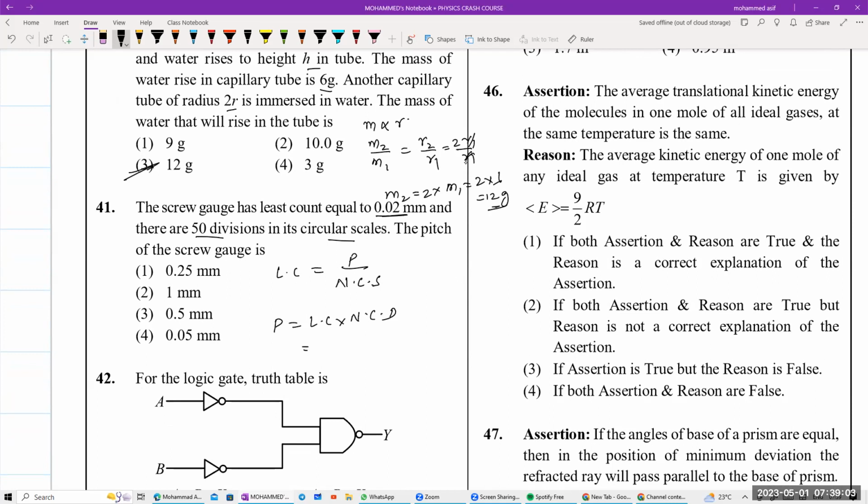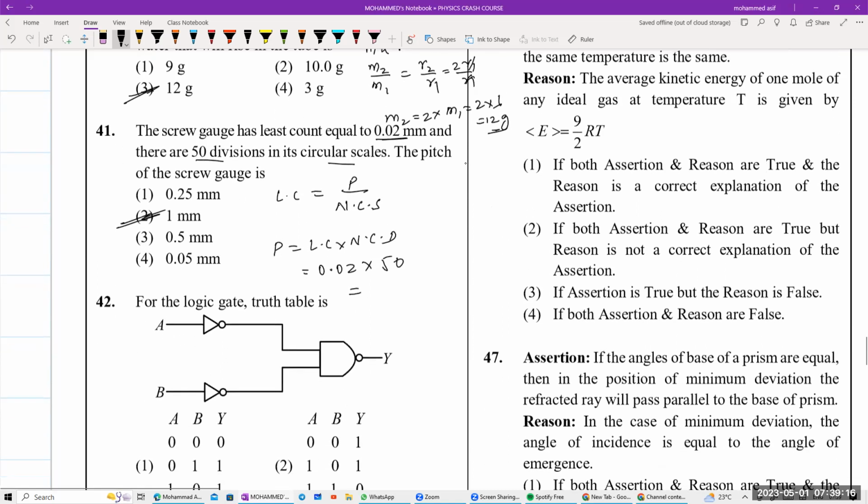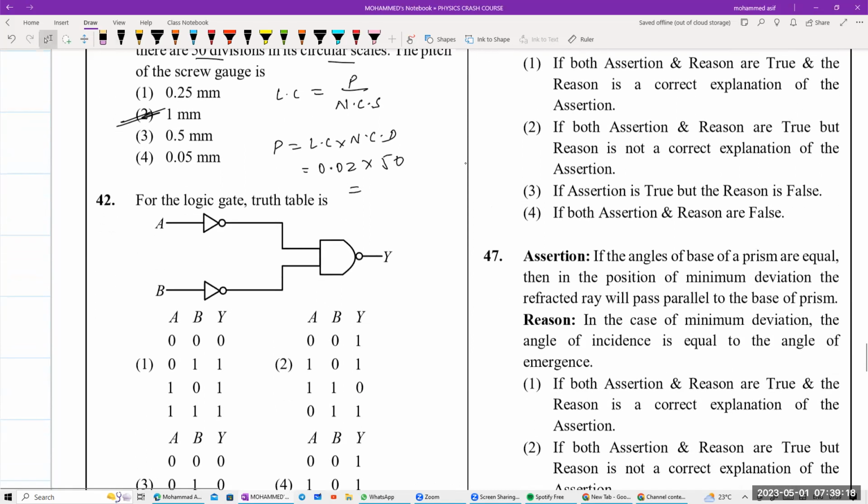Least count into number of circular scale divisions. Least count कितना है मेरे पास यहाँ पर? The screw gauge has a least count equal to 0.02 mm into number of divisions are 50, isn't it? So 5 2s are 10. यानी 1 के अंदर एक ही आंसर आ रहा है. That is nothing but 2 mm. Direct question. 42. For the logic gate, the truth table is equal to how much for me?